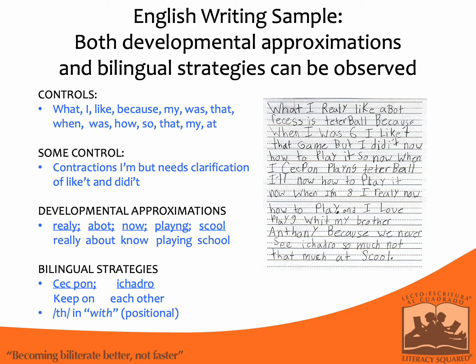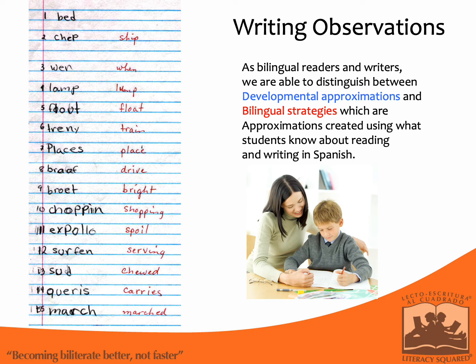In analyzing the English writing sample of the same student, we can not only observe what is under control and the approximations, but there are opportunities to observe bilingual strategies that students use to problem solve on text. These strategies provide an opportunity to make cross-language connections and provide explicit teaching of similarities and differences. As bilingual readers and writers, we are able to distinguish between developmental approximations and bilingual strategies, which are approximations created using what students know about reading and writing in Spanish.